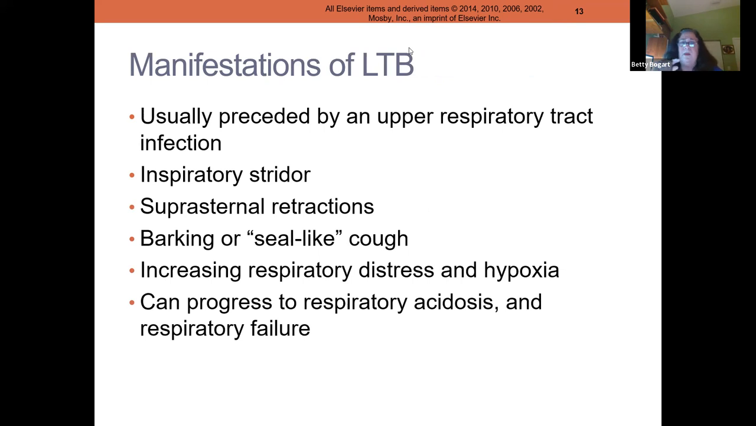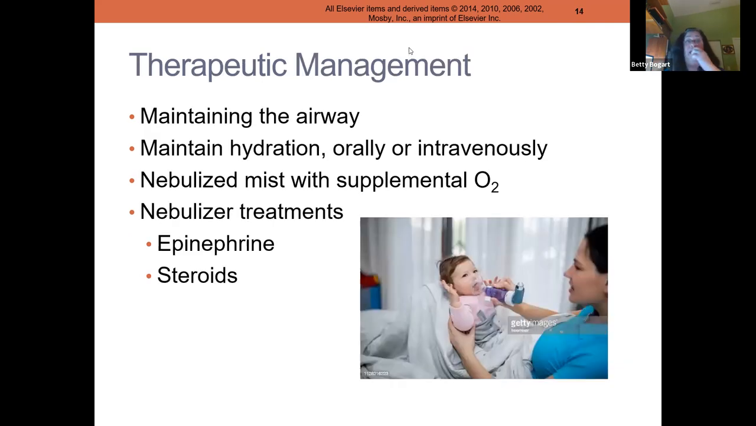Now, upper respiratory infections are usually preceding. They had a little cough, a little cold, a little mucus, and then all of a sudden you hear that inspiratory stridor as they breathe in, and then you're going to see some retractions, and then this cough isn't like my little cough. It is a bark. It is loud. When you hear it, you know it's croup. And as I said, if we allow it to continue, it's going to swell up more. It's going to cause severe hypoxemia, and it will lead to acidosis and respiratory failure.